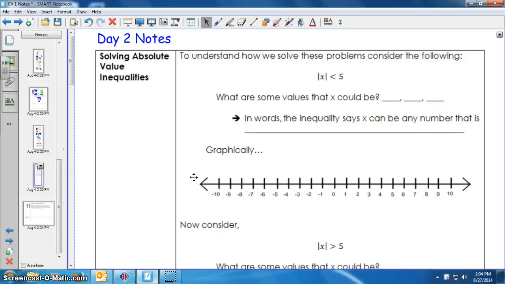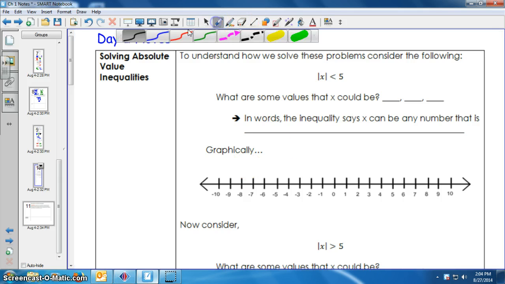Alright, this is day 2 of 1.6. We're going to work on absolute value inequalities. So to understand how we solve these problems, let's consider the following. The absolute value of x is less than 5.